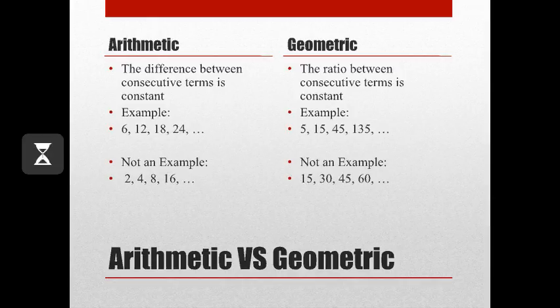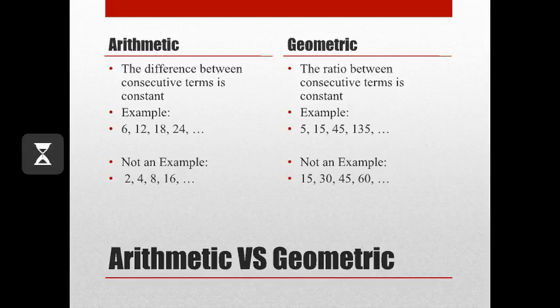So you have two kinds of sequences, arithmetic and geometric. With your arithmetic sequences, you're looking at the difference between consecutive terms is a constant. Basically you're adding the same amount to each term to get the next one, or you're subtracting the same amount from each term to get the next one.